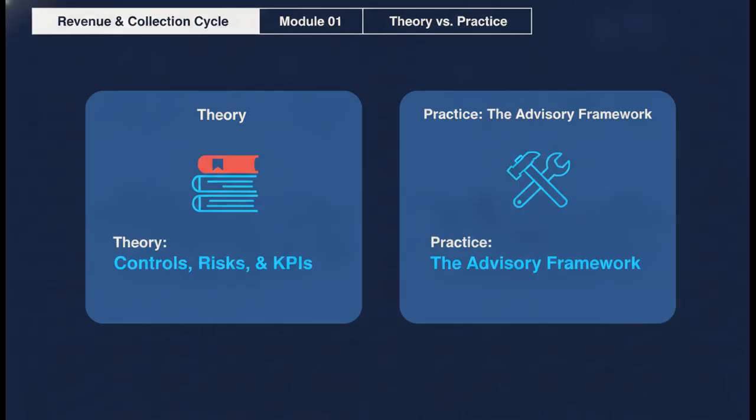In our last lesson, we tackled the theory, right? Controls, risks, and KPIs. You built a really solid understanding of what can go wrong in a cycle and exactly how to measure those vulnerabilities. But here's the real challenge when you transition from student to advisor. How do you actually apply this systematically when you're sitting across the table from a real-life client? I mean, it's one thing to know a risk exists on paper. Uncovering it in a messy, real-world business environment and actually fixing it, that is an entirely different skill.